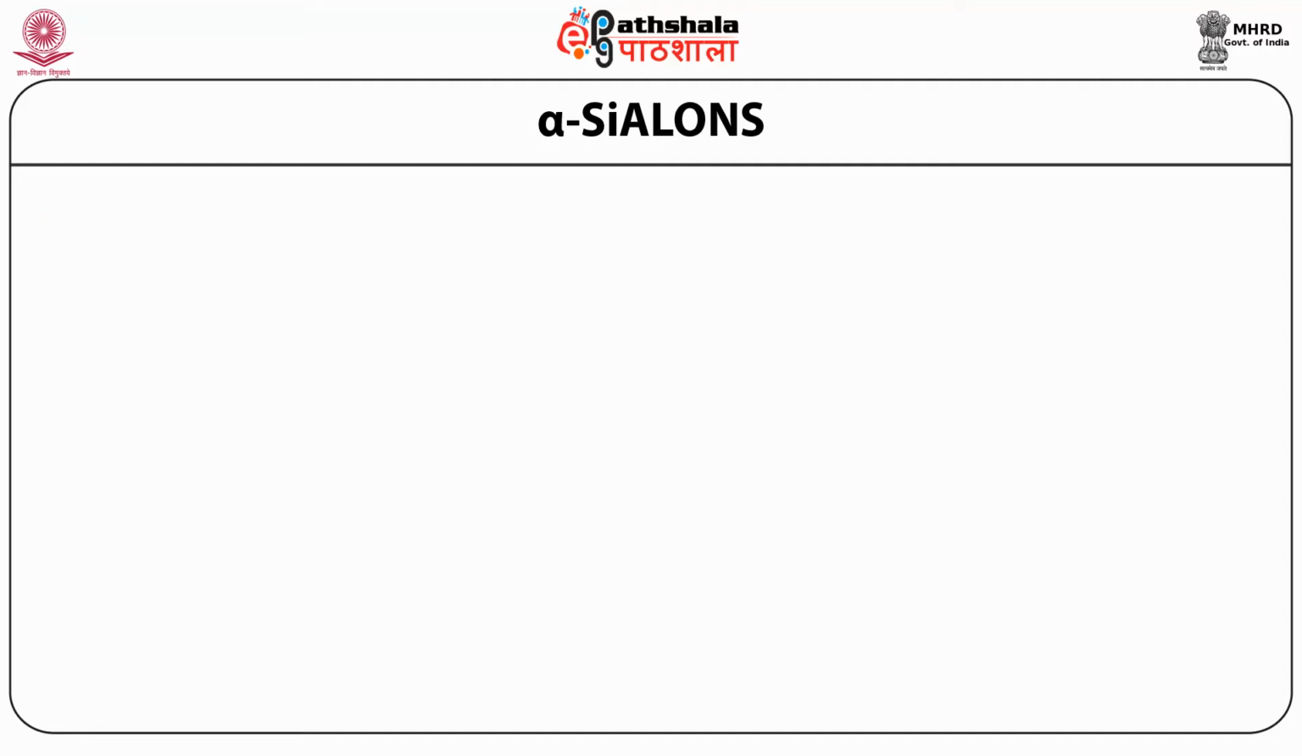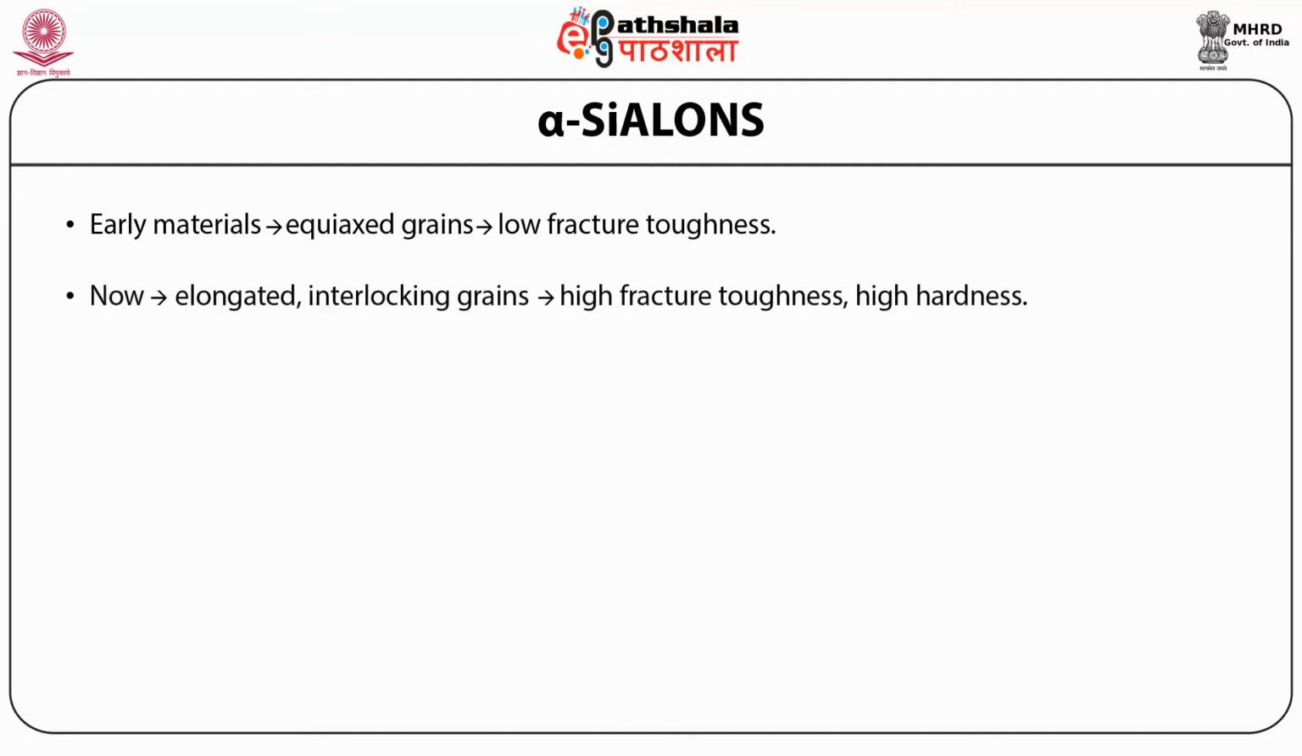Alpha sialones. The alpha sialone materials produced earlier had a microstructure of fine equiaxed grains. Consequently, the material had a low toughness. Over the years, progress has been made to produce a microstructure with interlocking and elongated grains. This has resulted in alpha sialone material of high fracture toughness.